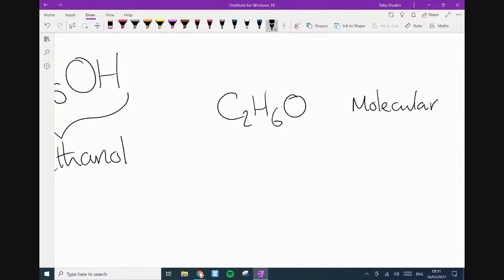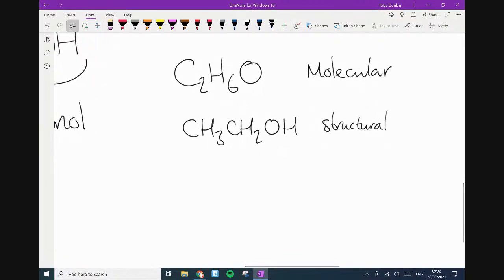Then we pick up empirical. In this case, it's the same because the oxygen's already at 1. But then we pick up this guy. This is structural. That there is the structural formula. Now, you guys don't deal with this at GCSE. They deem it too hard. It is the hardest one to get used to. So structural. And then you have displayed.